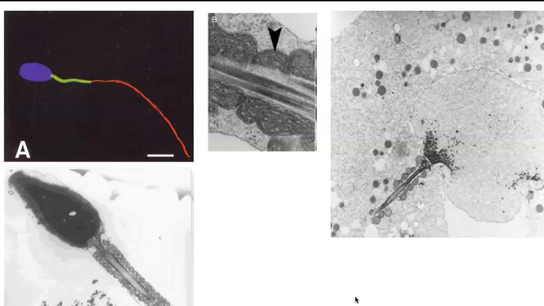In this last image, the sperm has entered the egg and the head is beginning to dissolve and the genetic material is being released into the cell. And again, we can see on either side of that shaft some mitochondria.